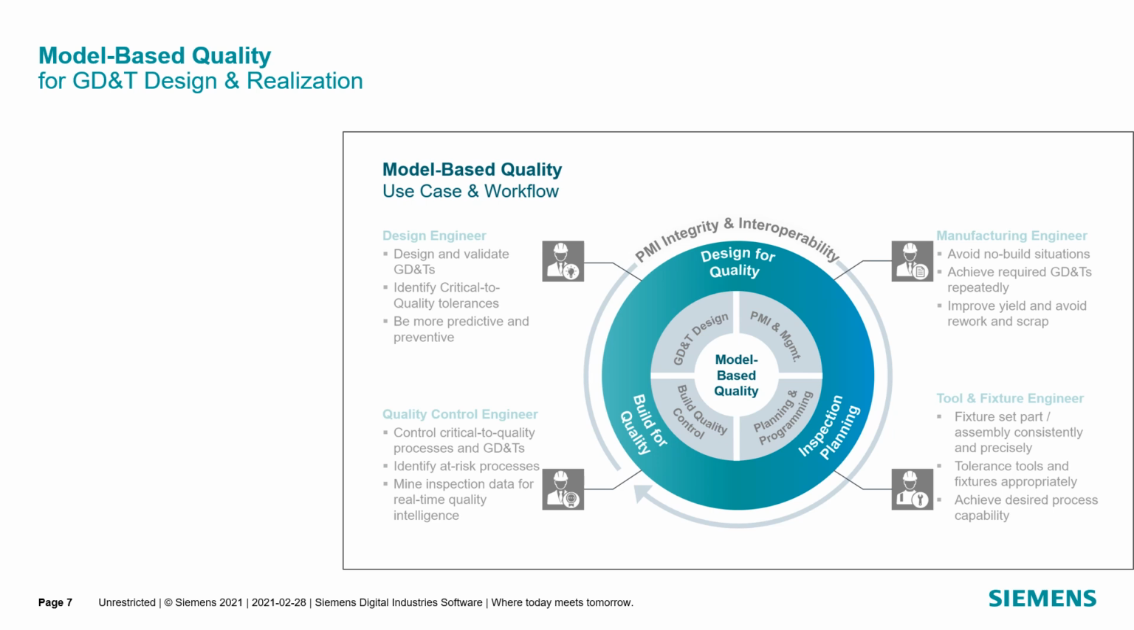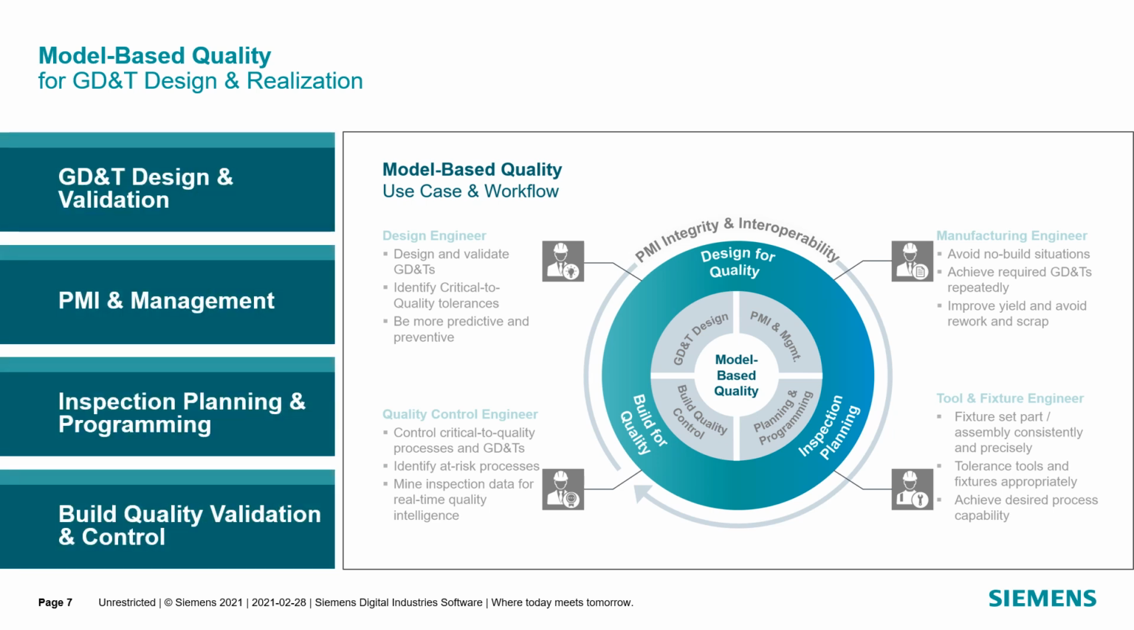It's a bridge that connects design intent and data-driven activities in delivering shop floor quality. Model-based quality has multiple stakeholders, including design engineers, manufacturing engineers, tooling engineers and quality control engineers. The entire D2MI process, or design to manufacturing and inspection, focuses on 4 use cases: GD&T design and validation, PMI and management, inspection planning and programming, build quality validation and control.